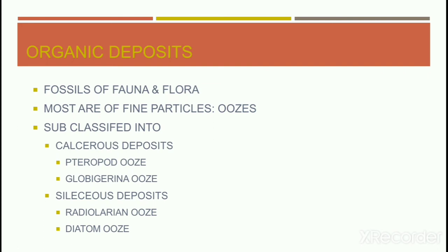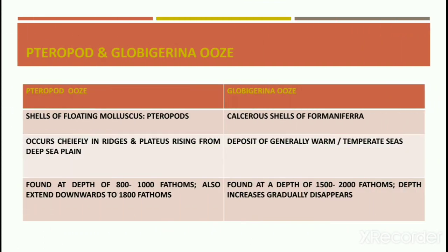These organic deposits are further classified into two categories: the calcareous organic deposits and the siliceous organic deposits. The calcareous organic deposits are further classified into pteropod and Globigerina ooze. The pteropod ooze is generally the shells of a certain class of floating molluscs, which are known as pteropods. These shells are always thin and often more or less conical in shape.